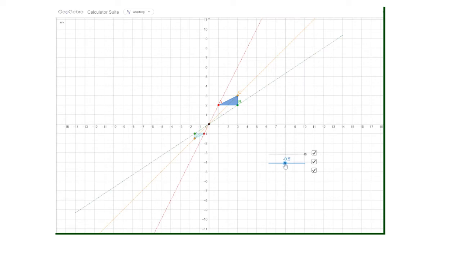And if we make the scale factor negative half, it's half as big, half as wide, but it's the wrong way up. Minus 1, it's the same size, upside down. And minus 2, twice as wide, twice as tall, and upside down.